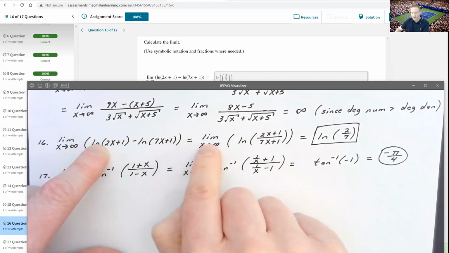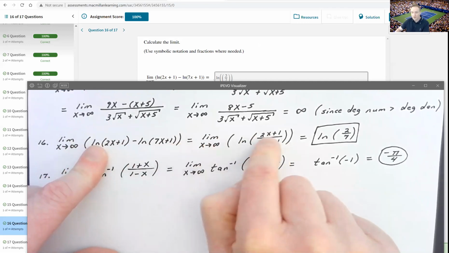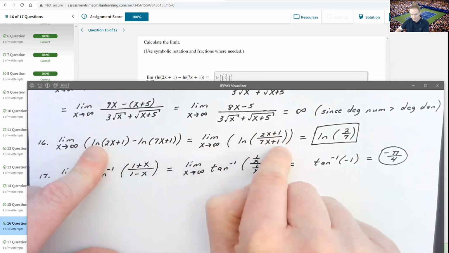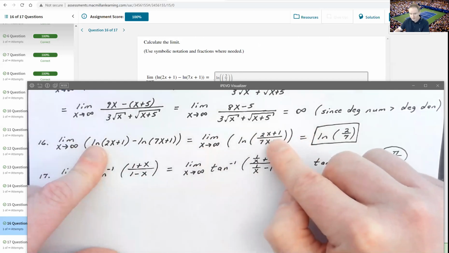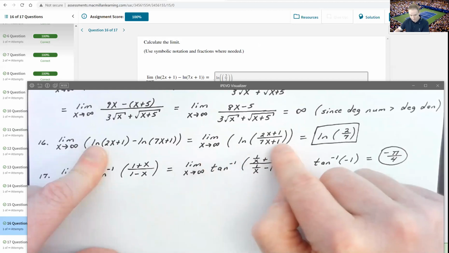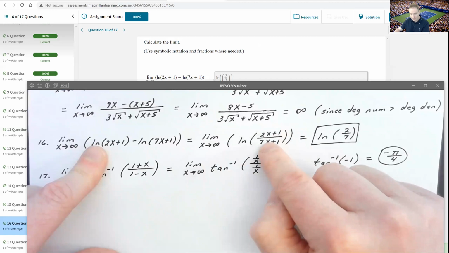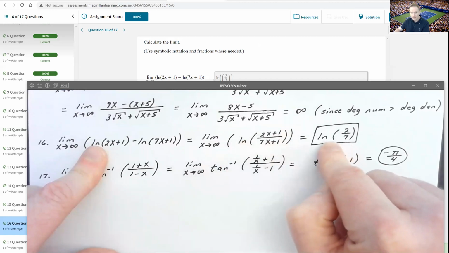So this is equivalent to the limit as x approaches infinity of the natural log of 2x plus 1 over 7x plus 1. Notice the degree of the numerator and denominator are the same. So as x goes to infinity, what does this expression approach? It approaches the fraction of the leading coefficients, 2 over 7, which you'll see is my final answer, the natural log of 2/7.